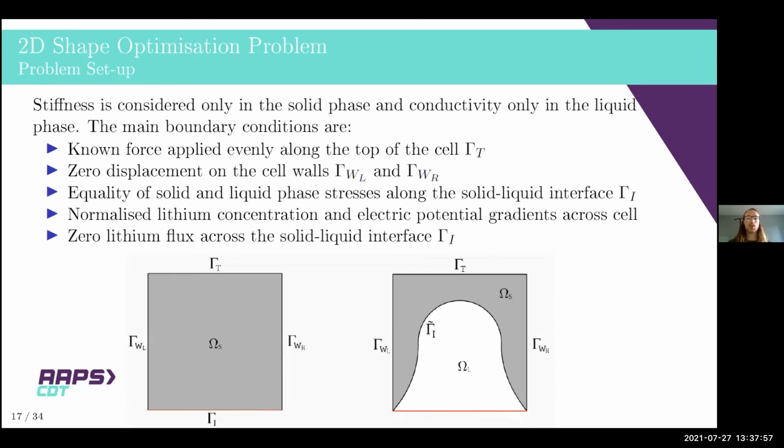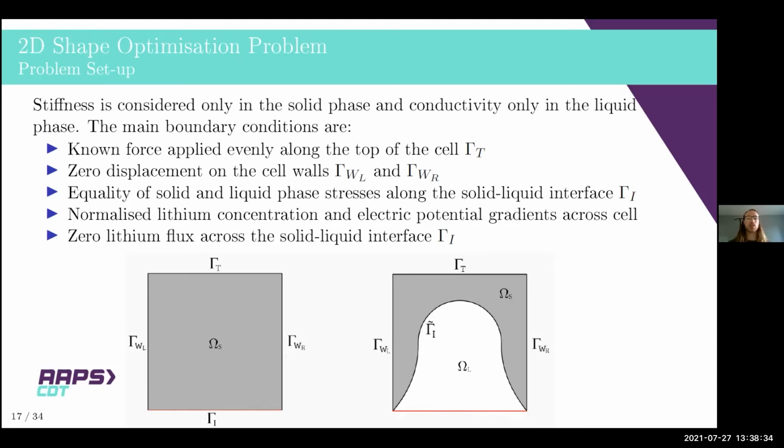So now to get into a bit more of the details about the problem, what we can see here at the bottom is an idea of what we might be working with. And we consider stiffness only in the solid phase and conductivity only in the liquid phase, because the solid phase is inherently stiffer than the liquid phase, and the liquid phase is inherently more conductive. So if we consider the stiffness in the liquid phase or the conductivity in the solid phase, this amounts to a reparameterization and a different choice of our value omega. So for that reason, we can just consider stiffness in the solid phase and conductivity in the liquid phase.